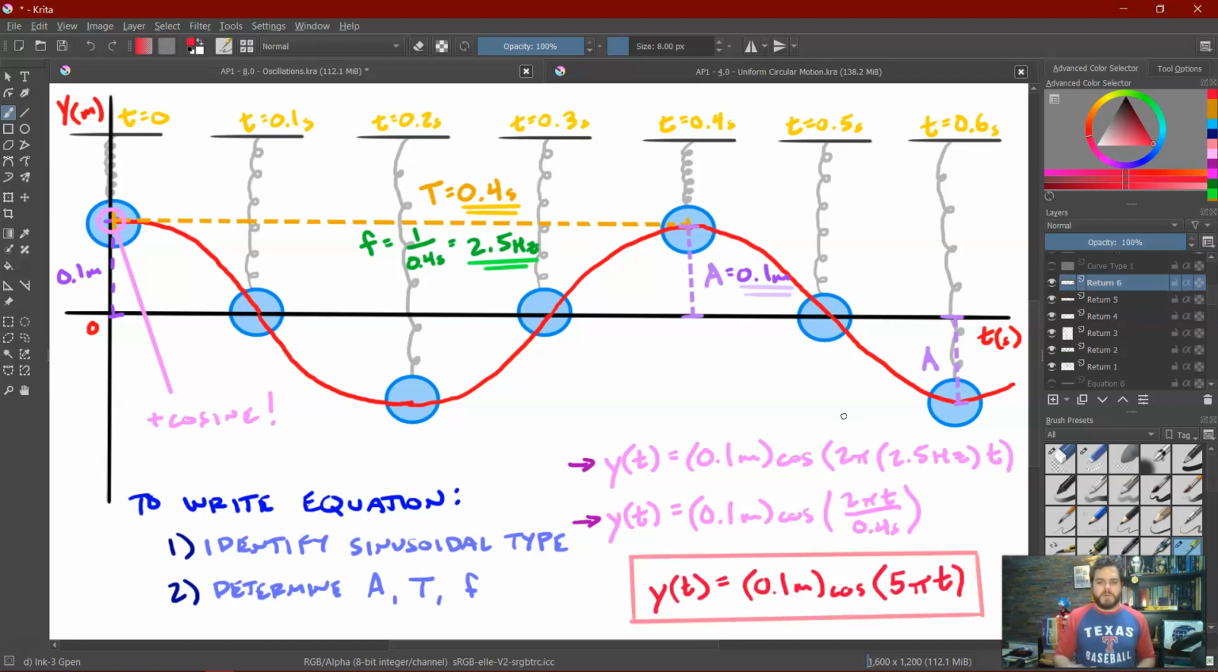And we get a final equation of y of t is equal to 0.1 meters cosine of 5 pi t. That is the encapsulated position equation for this particular object.